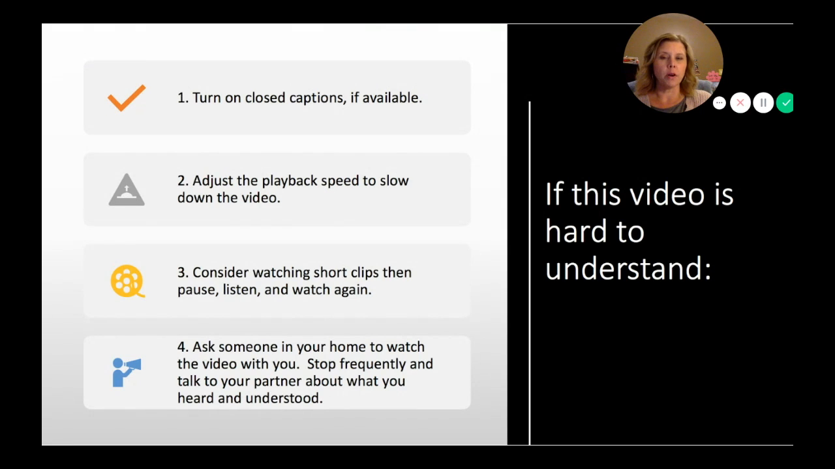If this video is hard to understand, you may turn on the closed captions, adjust the playback speed to slow down the video, consider watching short clips, then pause, listen, and watch again. Ask someone in your home to watch the video with you. Stop frequently and talk to your partner about what you heard and understood.